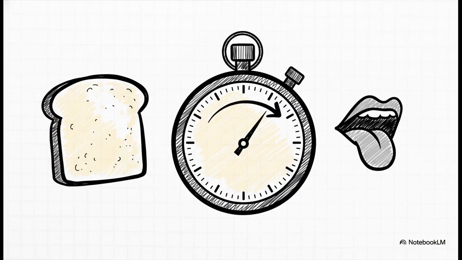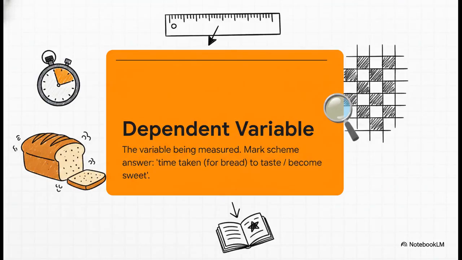First up, a question on experimental design, asking about the dependent variable. So the student was timing how long it took for bread to taste sweet. The thing being measured is the dependent variable. But the key here is precision. Just writing time isn't going to cut it.